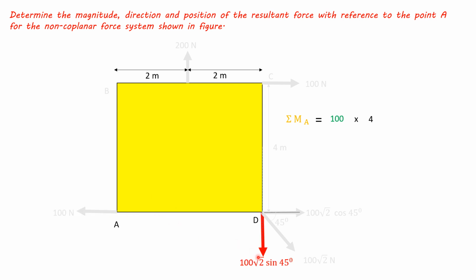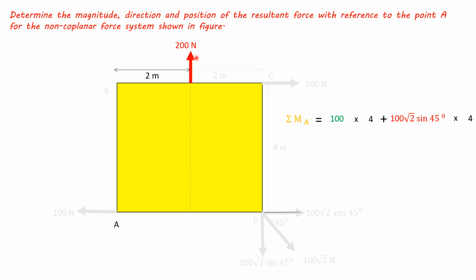Now consider this component 100 root 2 sin 45 degrees. Its line of action is like this. So it will have perpendicular distance of 4 meters about point A. So it will rotate like this clockwise. So 100 root 2 sin 45 into 4, rotating about point A clockwise, so plus.